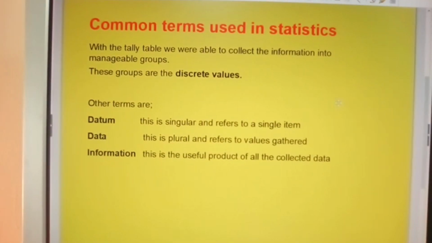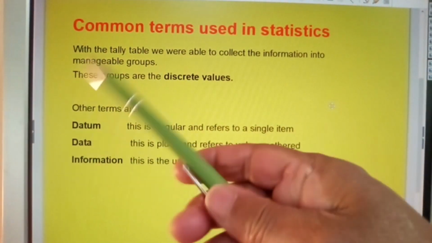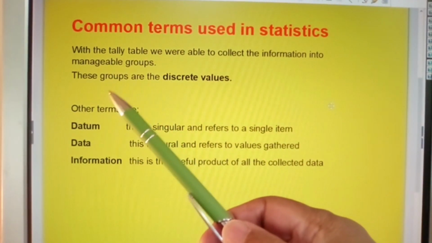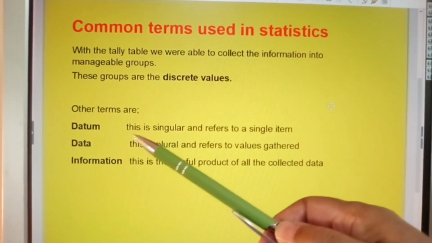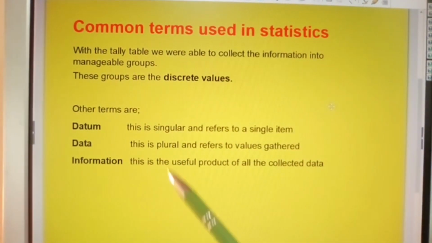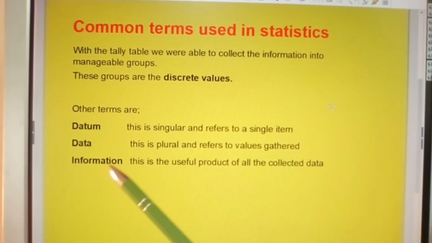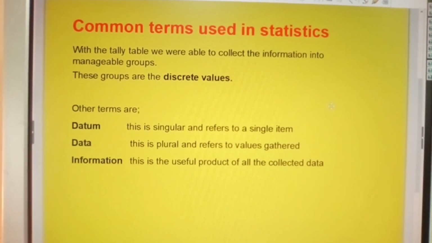Now, common terms used in statistics. These common terms are: the groups are the discrete values. Datum, this is singular and refers to a single item. Data, this is plural and refers to values gathered. Information, this is the useful product of all the collected data.